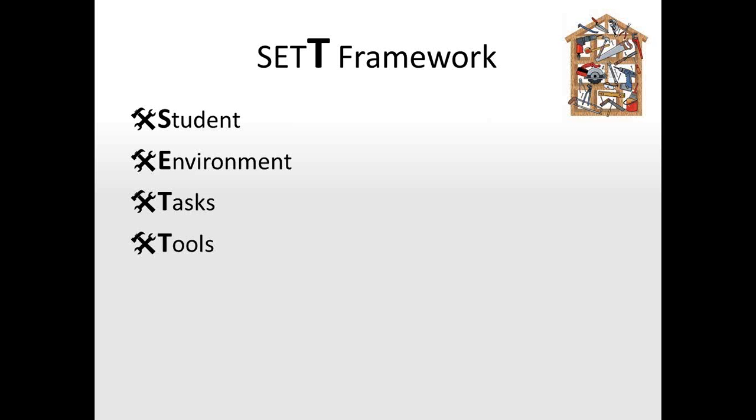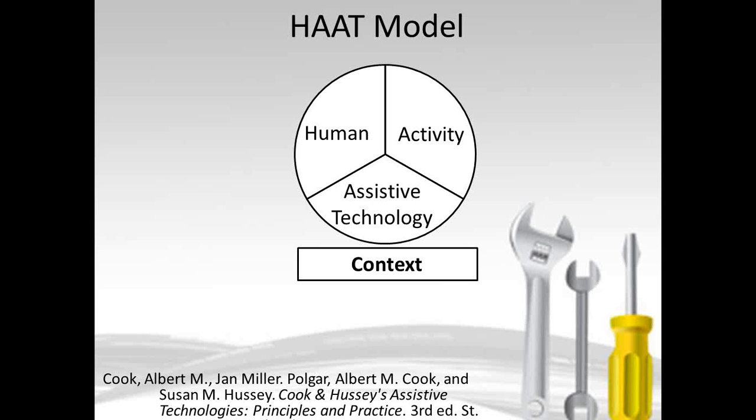Now, another model for assistive technology assessment is the HAAT model, and this is used a lot by AT specialists that have their ATP, the Assistive Technology Professional, certification through RESNA, and this one again is broken down into a framework similar to the SETT Framework. First, we're going to look at the human, or remember the SETT, we said the student, as far as their physical abilities, their cognitive abilities, and their emotional abilities. So we always keep the student first.